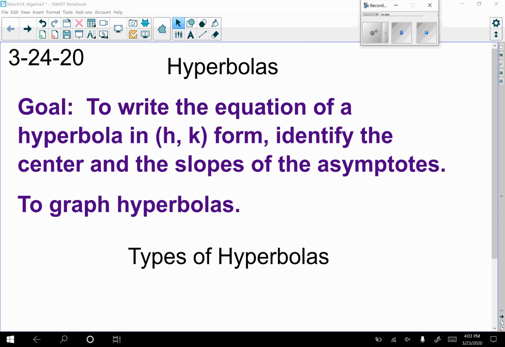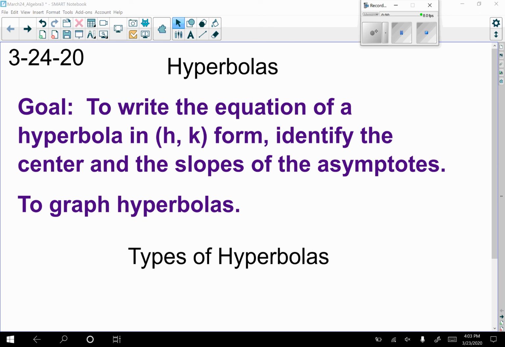So hyperbolas is the last type of conic sections we need to discuss. This will be a two-part lesson. The first part we'll be looking at how to graph from HK form, looking at a graph, write an equation, and then how to write the equation in HK form when we're just given the general or standard form. The centers today, though, will always be at the origin.